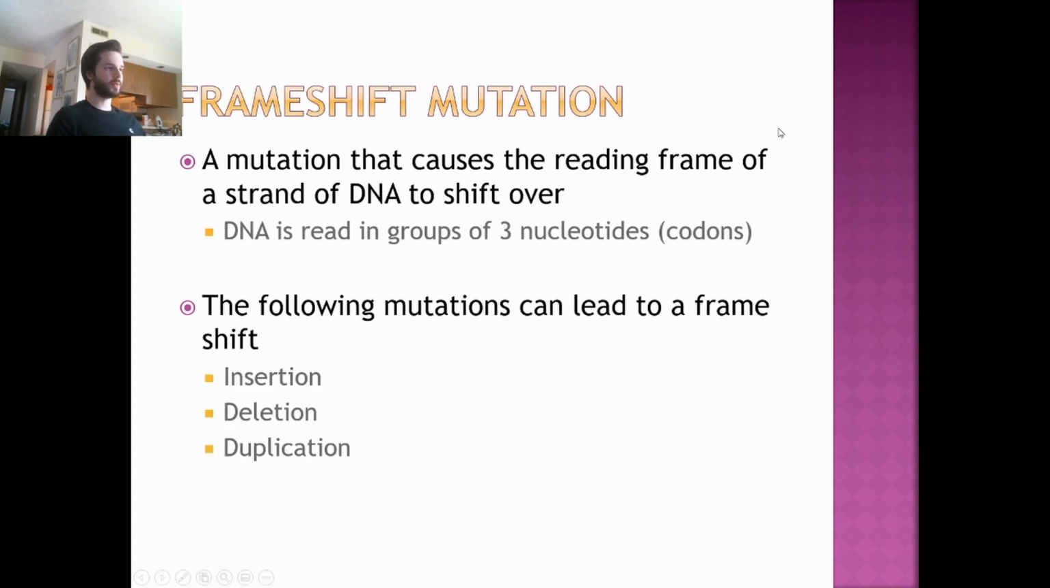Frame shift mutation. This one is a little bit more confusing because the title doesn't really tell you that much about it unless you have experience with it. So what happens with a frame shift? Since your DNA is read 3 codes at a time, like we were doing all last week when you were looking at your DNA sequence, I always grouped them up in 3s. If you add a letter or take a letter out, you then have to shift everything else over because every word has to be 3 letters long.